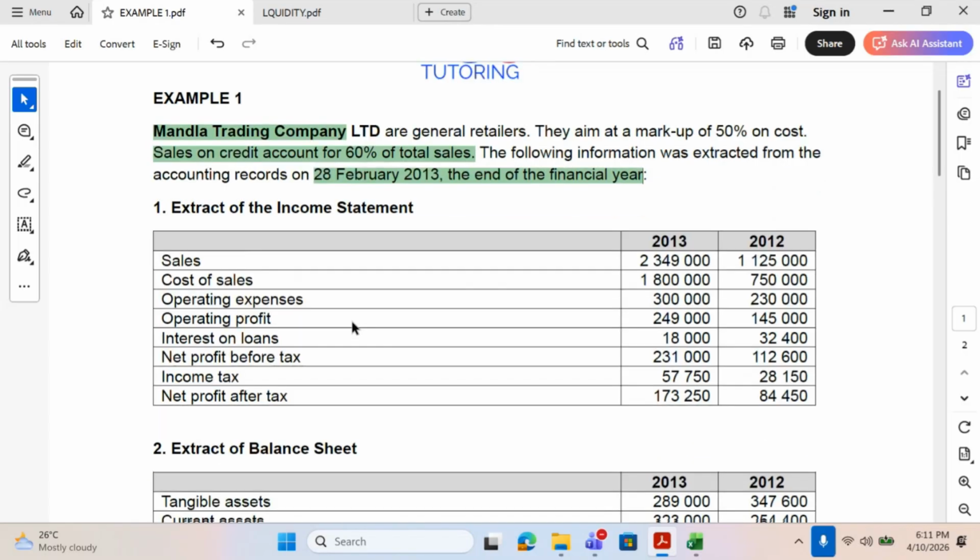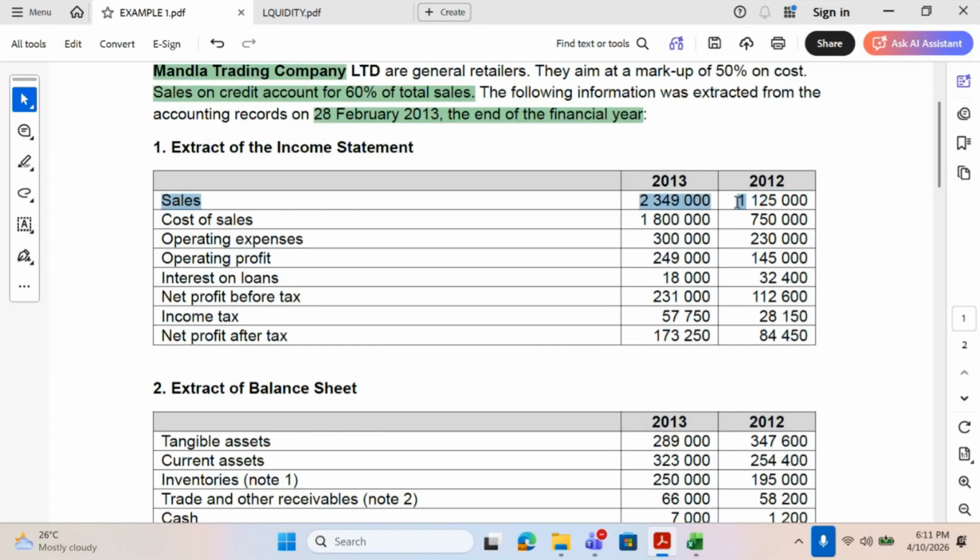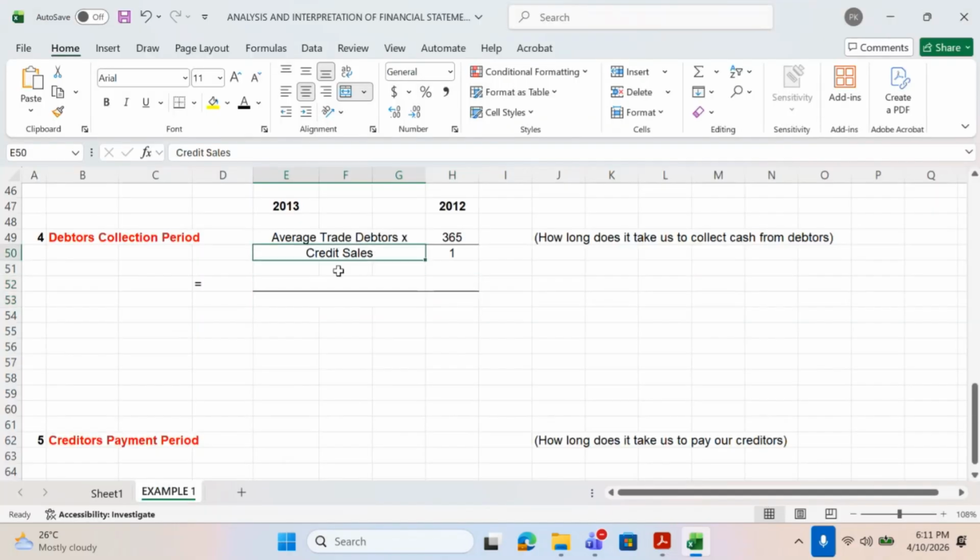Now, how much sales do I have? I have 2,349,000 in 2013 and then 1,125,000 in 2012. That's what I need from the formula. I have credit sales here, which means I need to calculate my credit sales for 2013 and for 2012. Okay. Now let's see if we can do that.